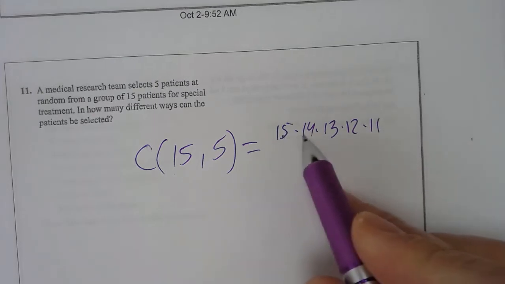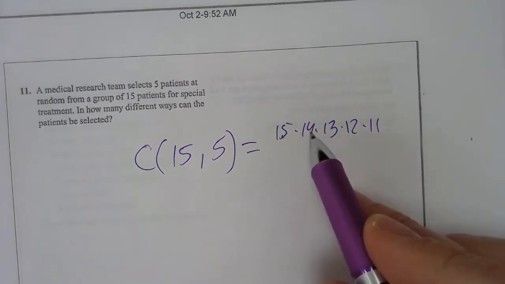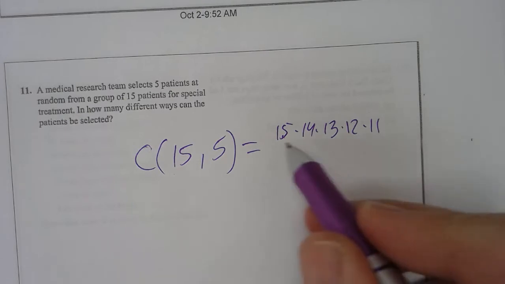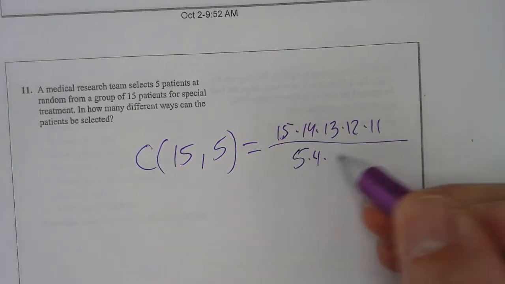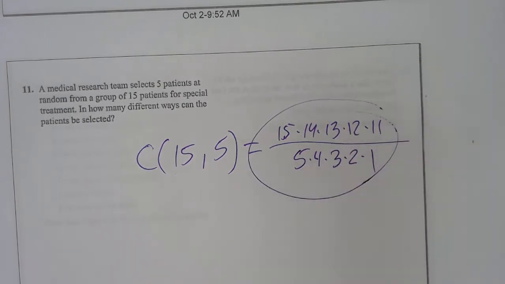So you go down 5 things, right? Because you're doing 5 things, 15 ways to pick the first one, then 14, 13, right? So you're picking all the 5 people. Then you got to divide the order out. So you got to divide by 5 factorial, which is 5 times 4 times 3 times 2 times 1. And you do that and you get an answer.